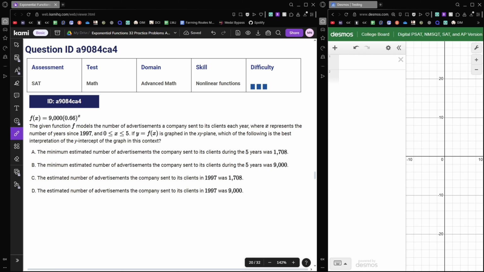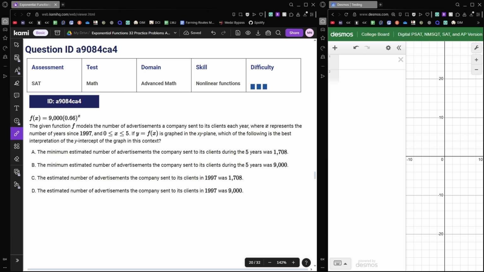Question number 20. The given function f models the number of advertisements a company sends to its clients each year, where x represents the number of years since 1997, and 0 is less than or equal to x, which is less than or equal to 5. If y equals f of x is graphed in the xy plane, which of the following is the best interpretation of the y-intercept of the graph in this context?